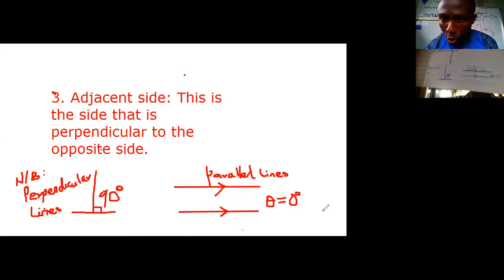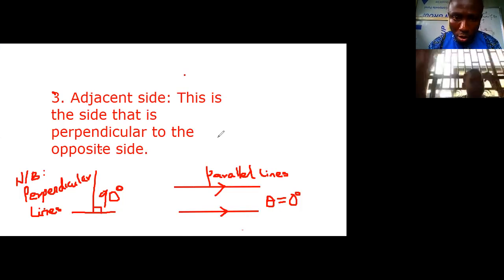Now, the one you wrote 90. Let me use my spotlight to explain it. That thing is a box. Did you put a box there? Yes. Anywhere you see a box, it represents 90 degrees. Is that okay? Yes. Okay.